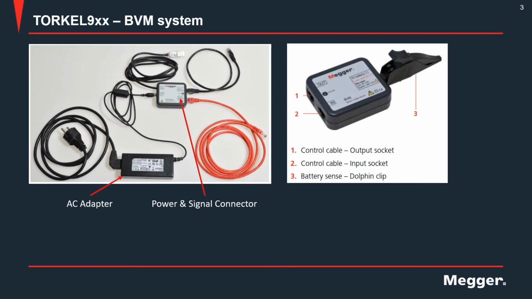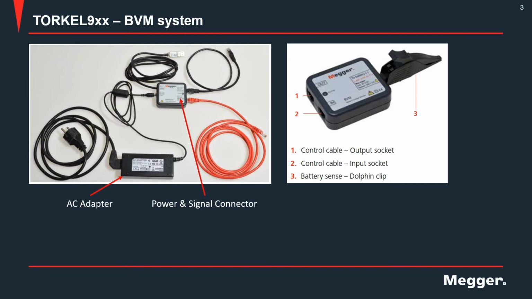Let's talk about BVMs or battery voltage monitors. Now, these are used to monitor individual cell voltages. When you order a BVM kit, the BVM kit will consist of these components that you see on the slide here. It'll have the AC adapter, it'll have a power and signal connector, and it will have a bunch of Ethernet cables and BVMs. BVMs are modules that you can see picture of one on the right.